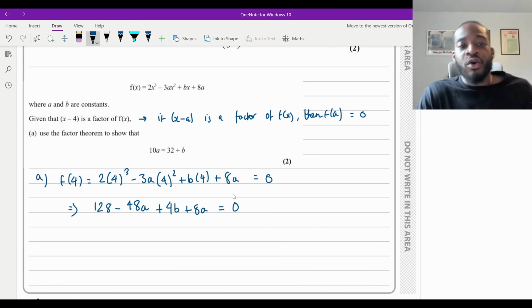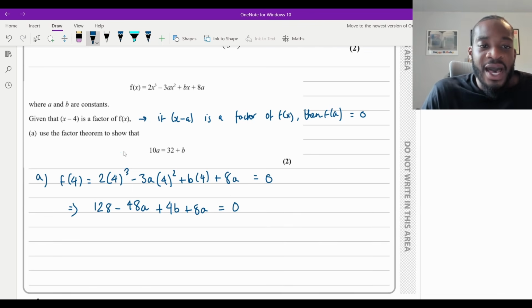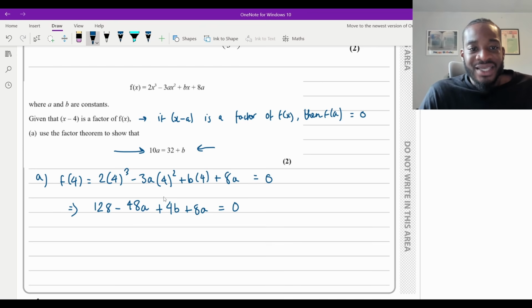Now, whenever you're doing a show, always have what you're trying to show at hand and then compare with where you are currently. So this is where we are at. We need 10a is equal to 32 plus b. So I need an a on the left and the constant and the b term on the right.